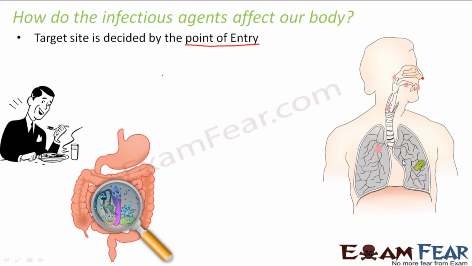Now let us suppose the point of entry of the bacteria would have been different. Let us suppose that the bacteria entered through your mouth with your food or water. Here you can see this man is very happy eating a delicious food and drinking a glass of water. But maybe some bacteria is entering inside his body through the food. So what will happen if the bacteria enters through food? Which organ do you think it will target?